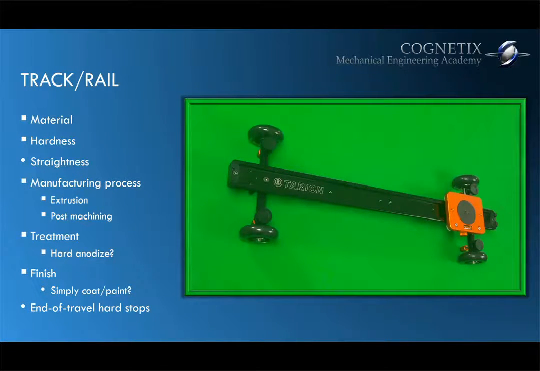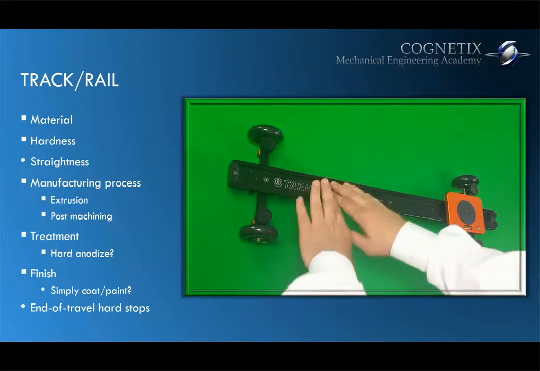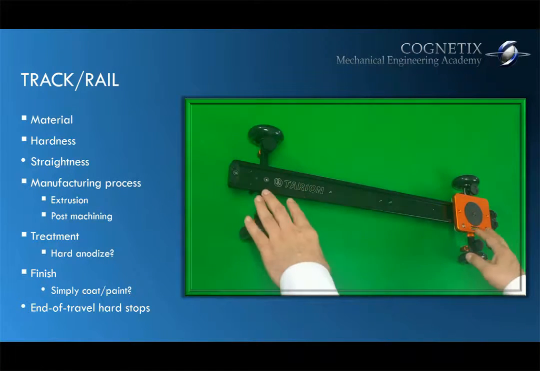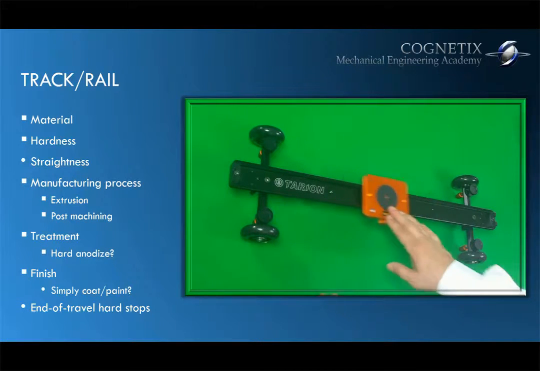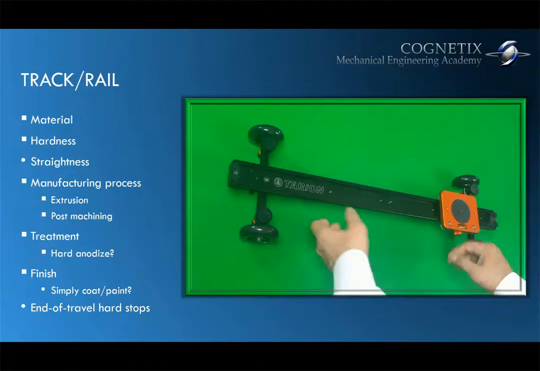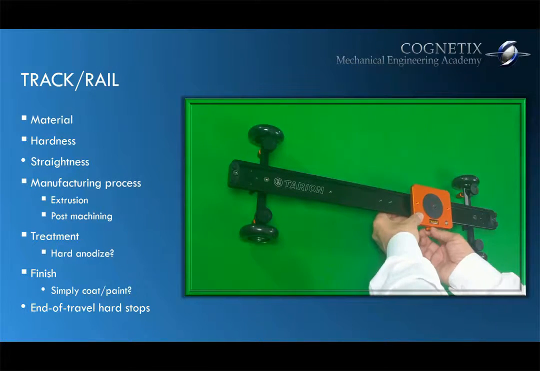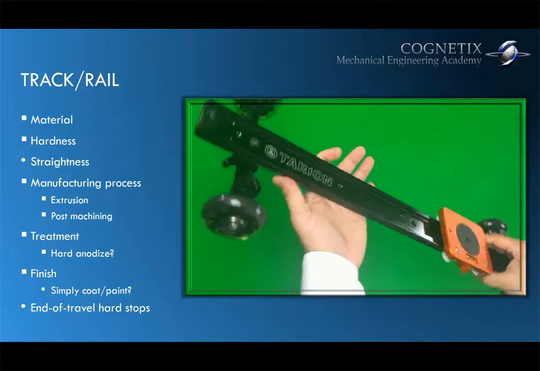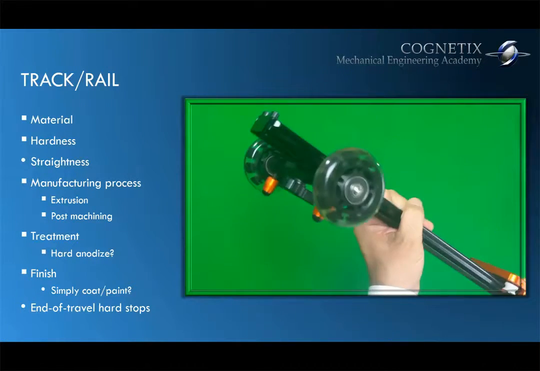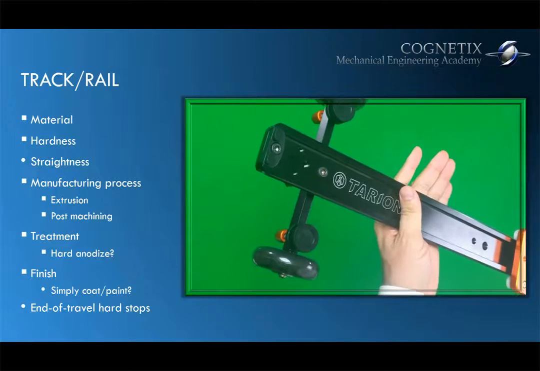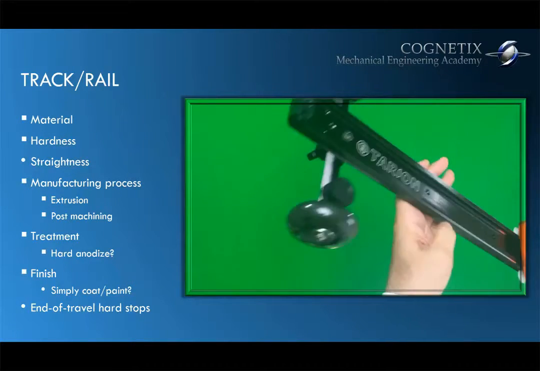Okay, let's go ahead and talk about the track or rail for this product, which is this long component here onto which the slider travels. Okay, so material-wise, let me secure this so it doesn't keep moving around for now. Material-wise, it is likely that the product engineers decided to make this out of aluminum.